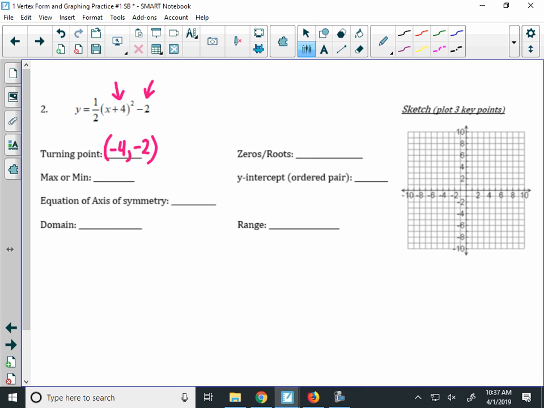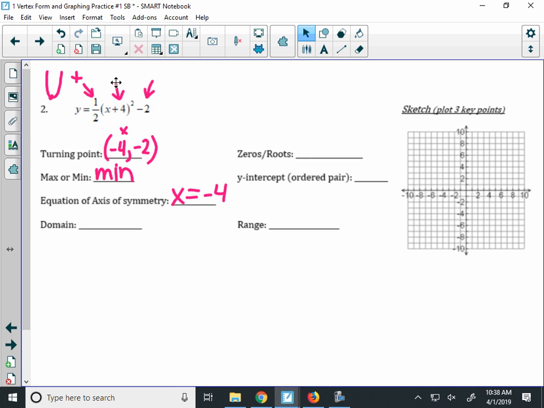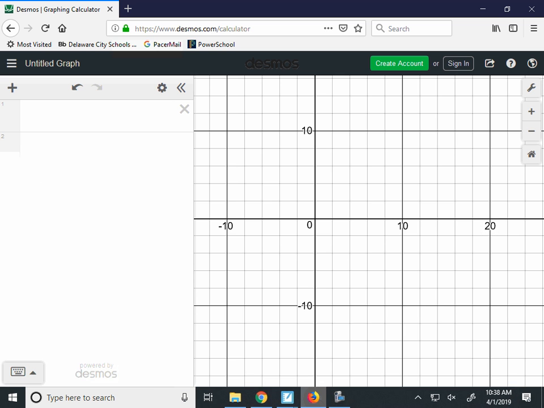Now, in order to determine that this is a maximum or a minimum, I look at the number in front of the parentheses, 1/2. 1/2 is positive, which means my parabola is going to open up, and my vertex is going to be a minimum. The other thing I can tell here is the equation of the axis of symmetry. Always x equals, and it's the x value from the vertex. Now, what I need to do is plot that parabola in Desmos, and then plot the points on my paper to answer the rest of the question.